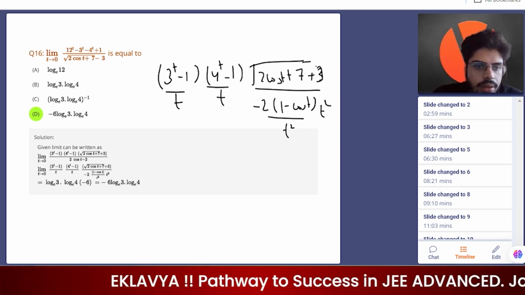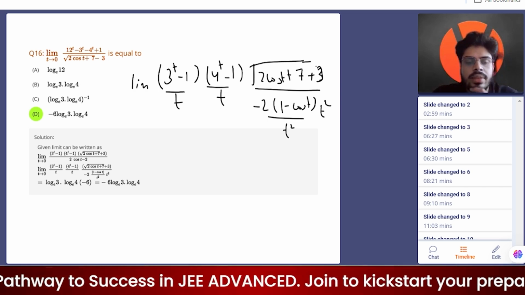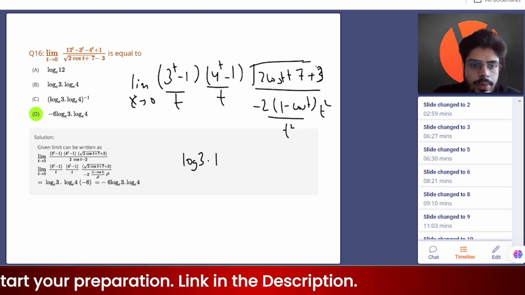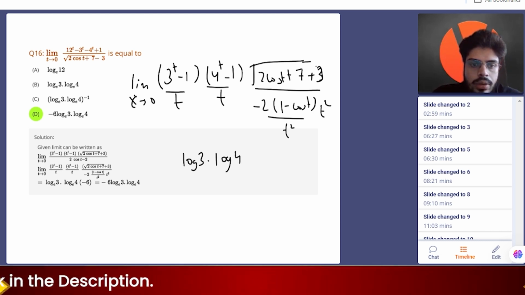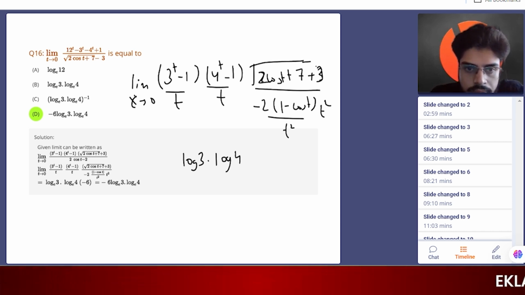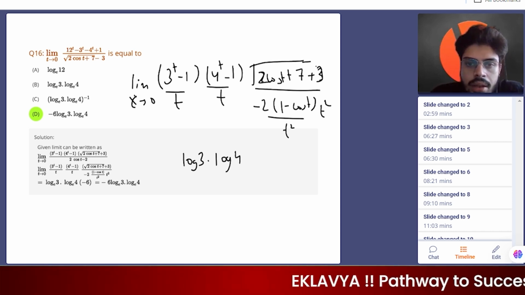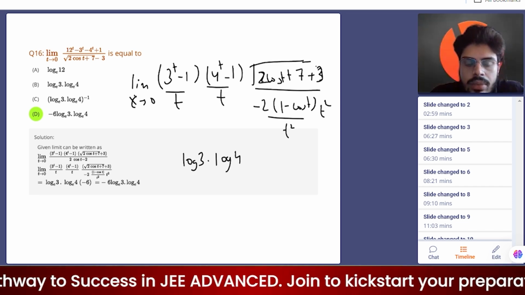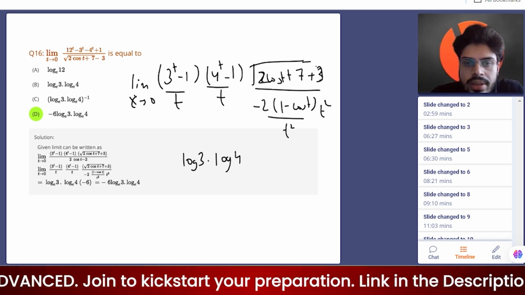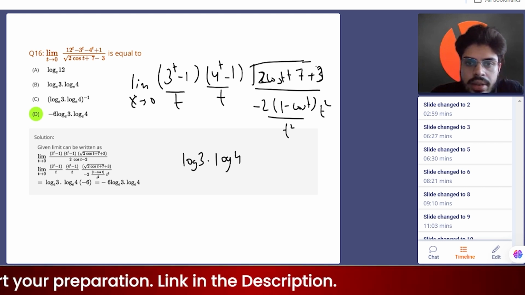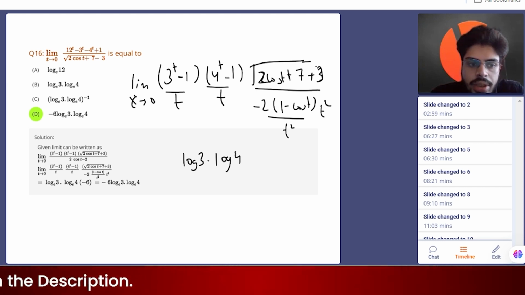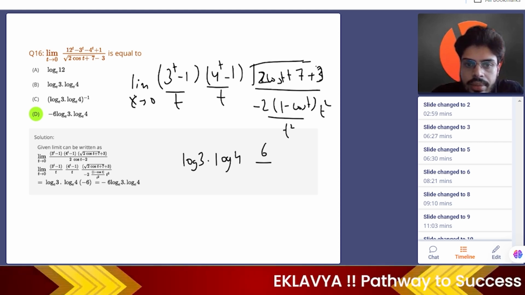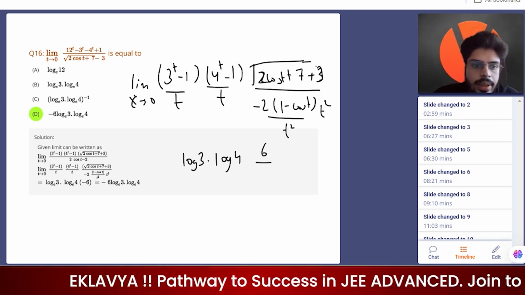So this will become 1. This will become log 3, since a power x minus 1 upon x, limit x tends to 0, is log a. So t tends to 0, so this will become log 3 into log 4. Okay, now here we have to see a bit carefully. If you put t as 0, cos 0 is 1, so 2 plus 7 will become 9, root 9 will be 3. So 3 plus 3 will become 6. And in the denominator, 1 minus cos t upon t square will become half.